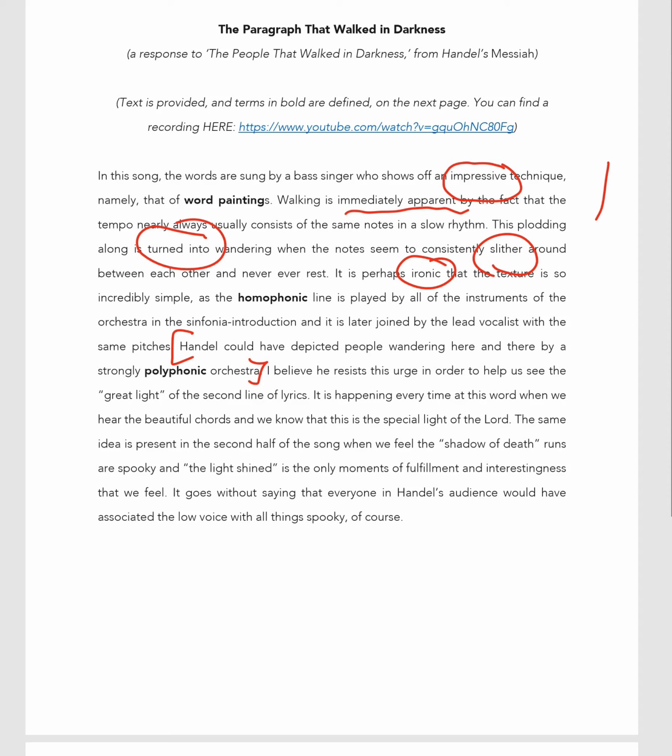But again, we need more details. You can't just say this is a beautiful chord. It doesn't quite say enough, nor does it support that this is definitely what the word painting is doing.